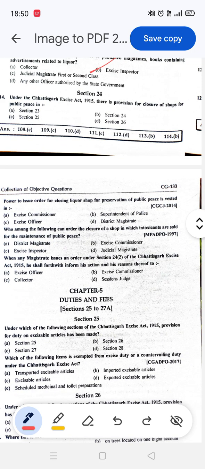Under the Chhattisgarh Excise Act, there is provision for closure of shops for public peace. So section 24 defines the closure of shops. So here option B is correct.